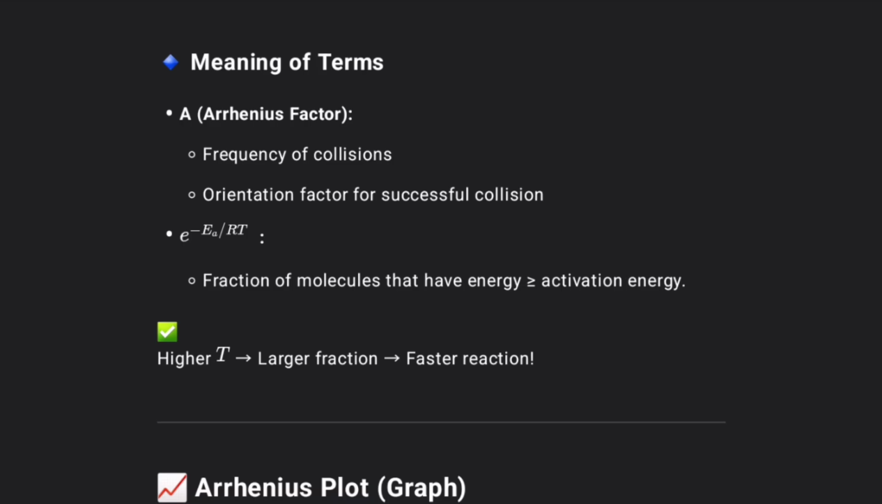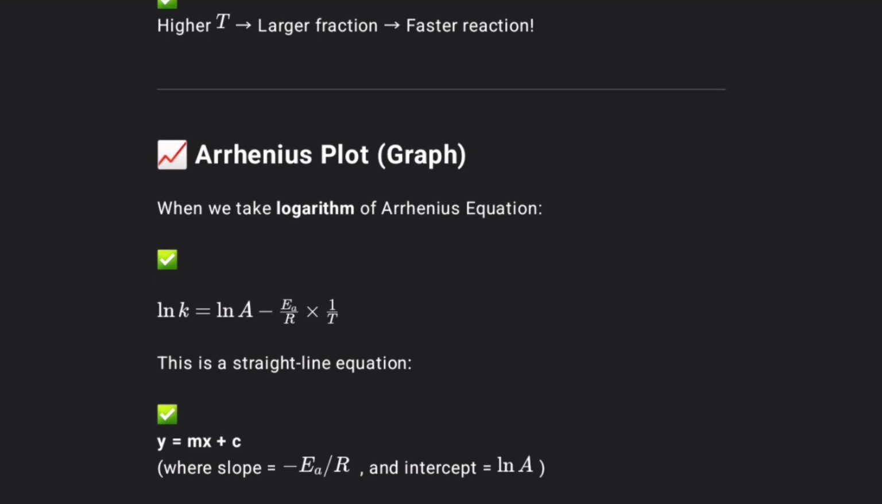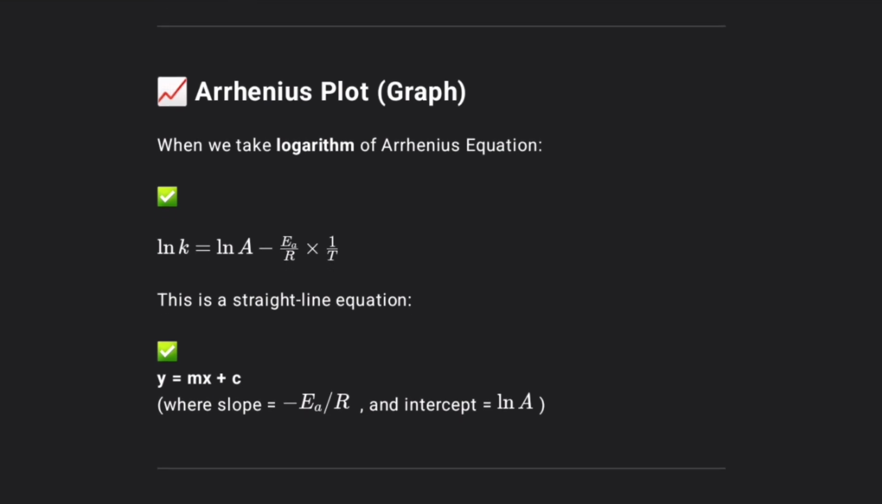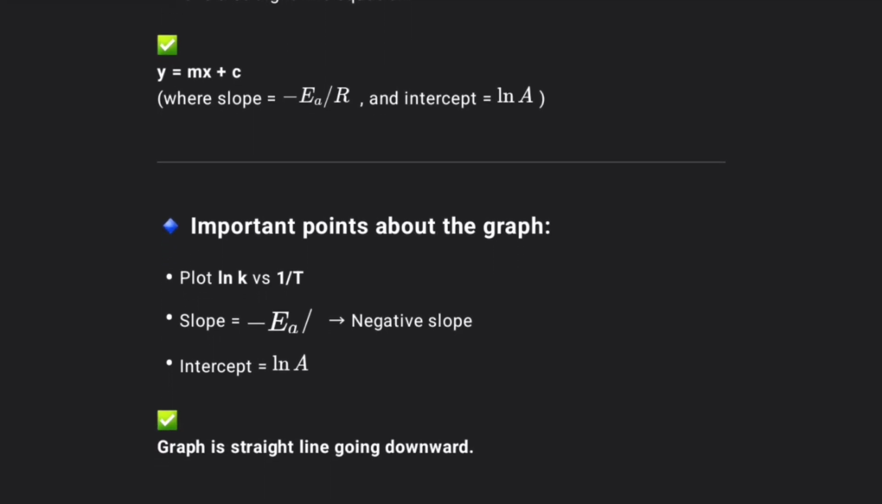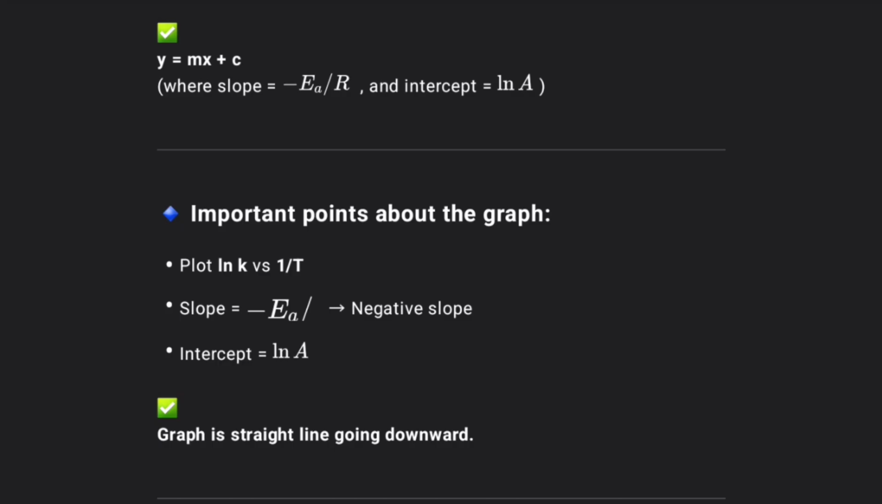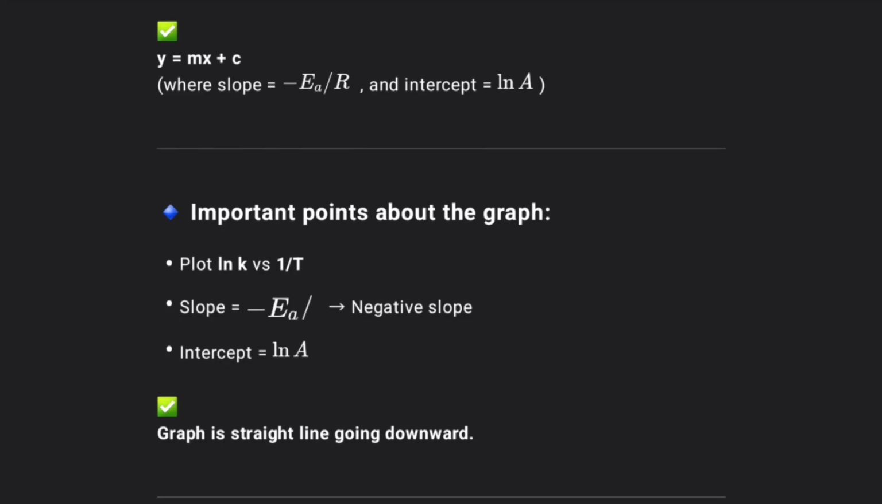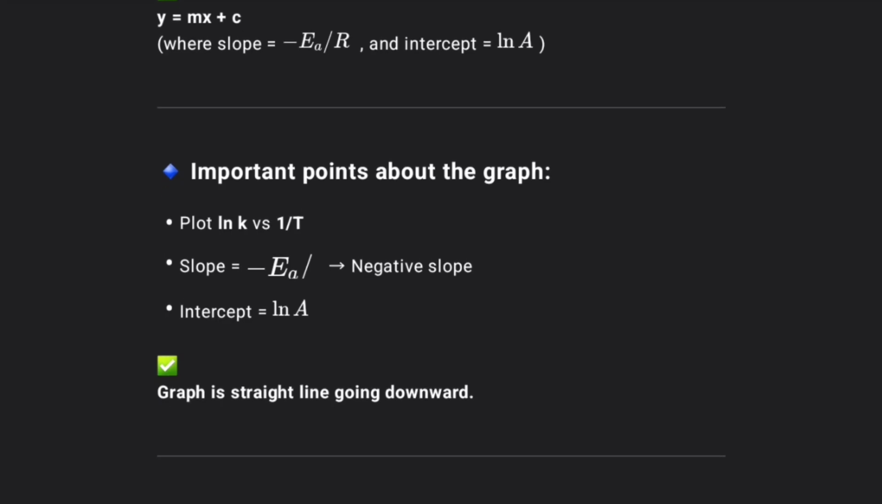Arrhenius plot graph. When we take the logarithm of the Arrhenius equation, ln k equals ln A minus Eₐ/R times 1/T. This is a straight-line equation, y equals mx plus c, where slope equals minus Eₐ/R and intercept equals ln A. Important points about the graph: plot ln k versus 1/T, slope equals minus Eₐ/R, negative slope, intercept equals ln A. The graph is a straight line going downward.